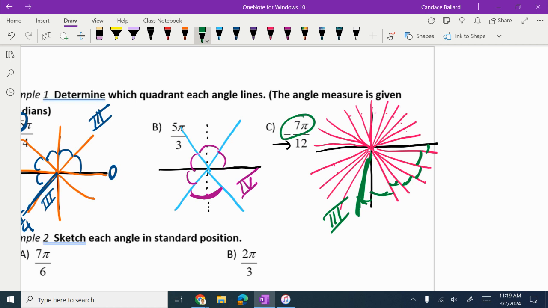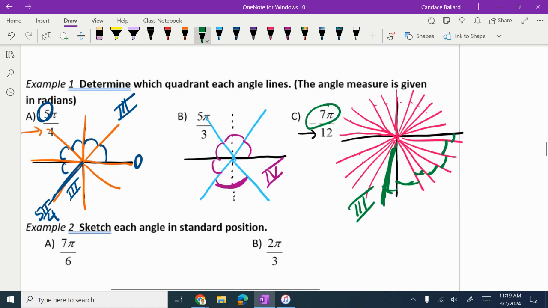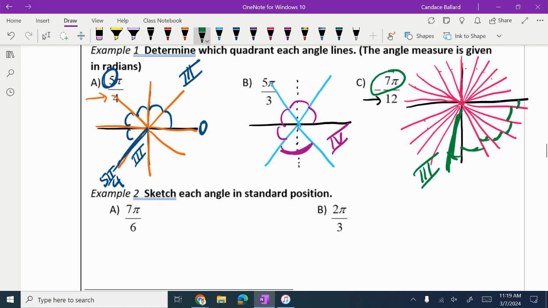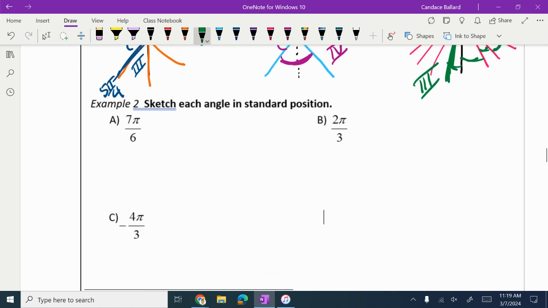All right. Any questions on how to determine your quadrant? Okay. This is almost the same thing. It wants me to sketch the angle in standard position. All I would have had to do on this one is just add this thing here, and then it's pretty much the angle. So we've really done it. It's just asking the question in a different way.